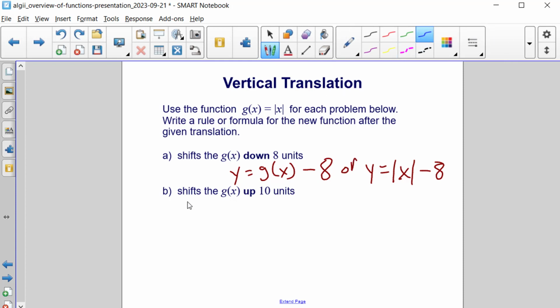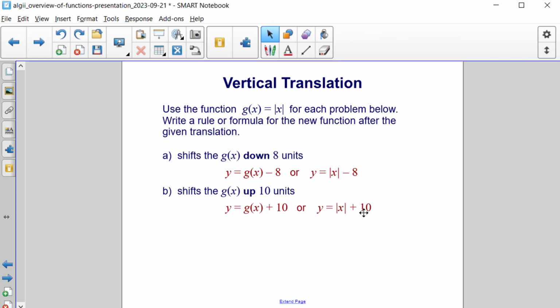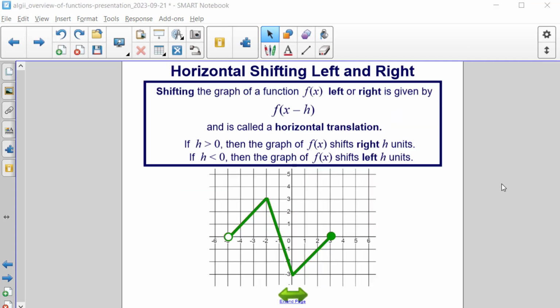Now let's look at the next one. This time we are shifting the g of x function up 10 units. So our new function will be y is equal to g of x, up means positive direction, 10 units, or you could rewrite it as y is equal to the absolute value of x plus 10. Both of these are acceptable answers. And here are the solutions to these two example problems, and they do match the solutions that we have found.